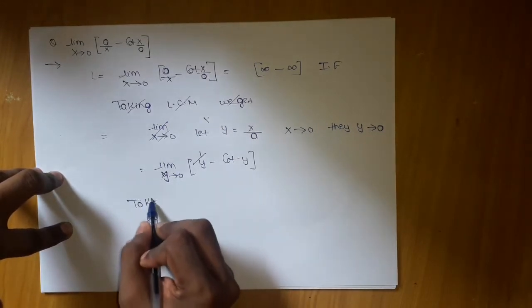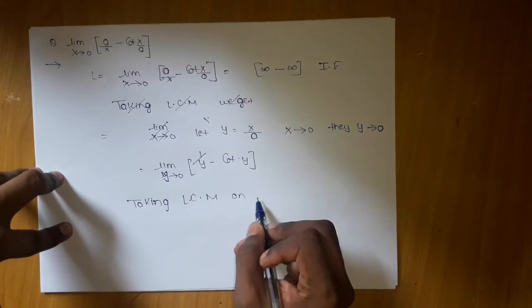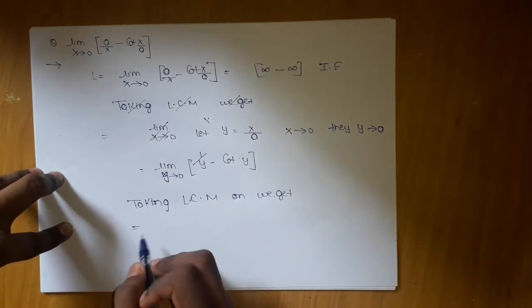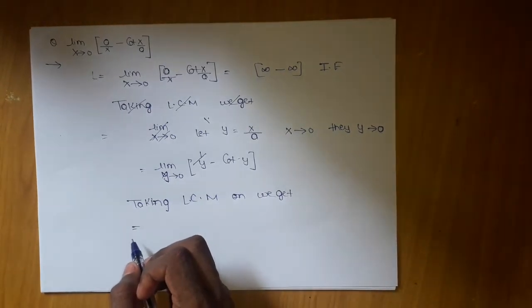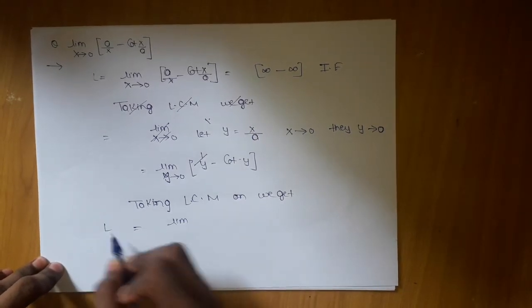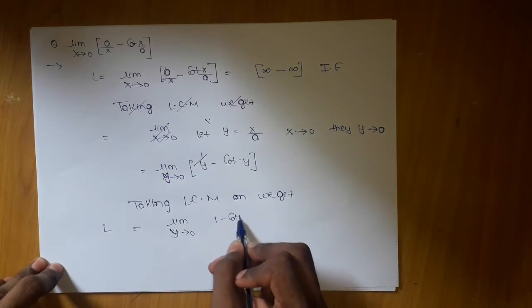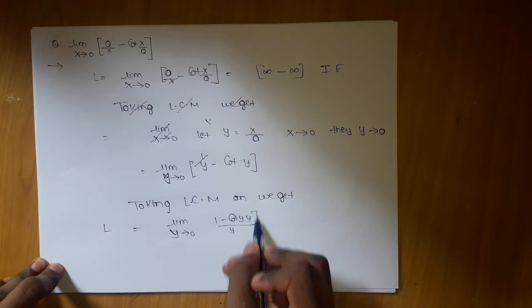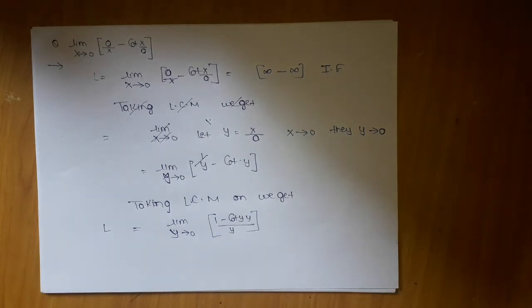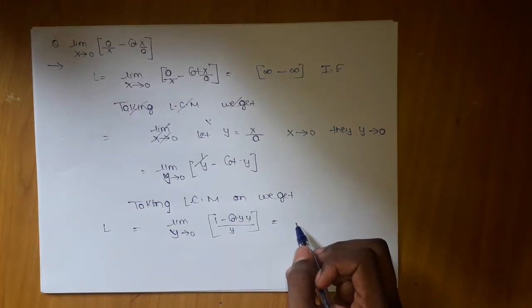Taking LCM, if we take LCM, what do we get? We get something like limit y tends to 0 of (1 minus cot y into y) upon y. So we are getting some stuff like this. Now what will be our next aim? Our next aim will be, first check the form, what form it is.